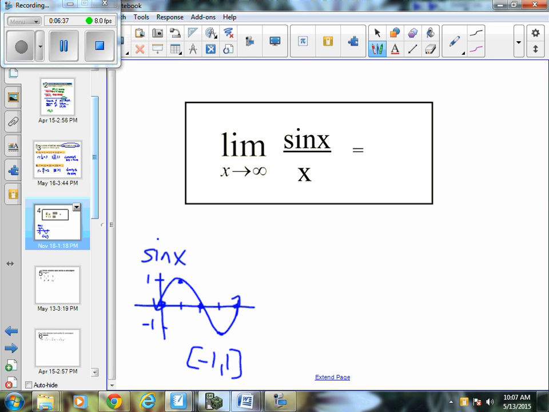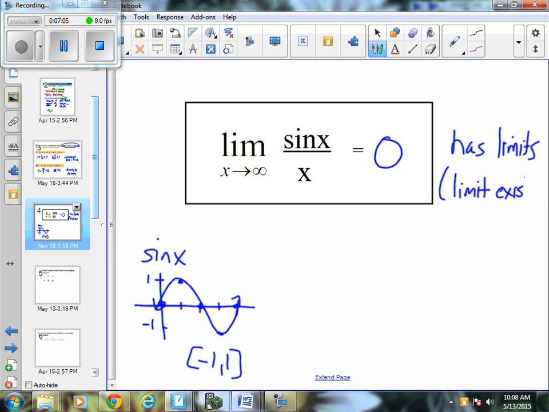What's the bottom going to do? Well, as x continues to get bigger, the bottom is going to grow without bound. So it's going to get huge. So you're going to have a number between 1 and -1 divided by something that gets massive. So that is going to be a situation where the bottom grows, the entire thing is going to go towards 0. So it has a limit. So because it has a limit, as we would say, the limit exists.